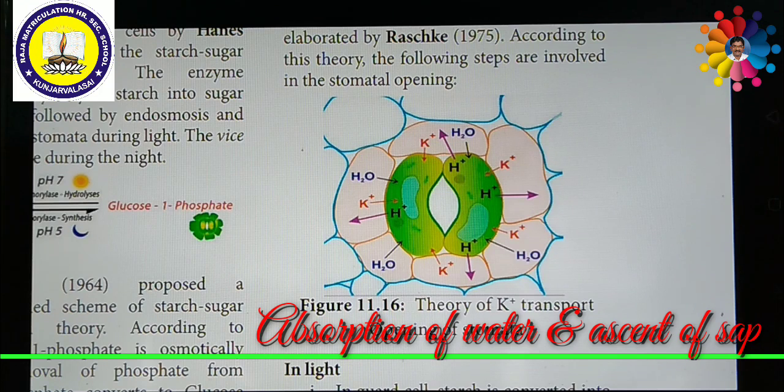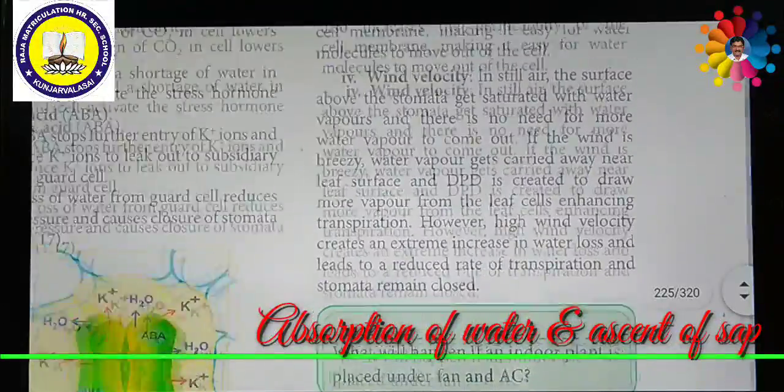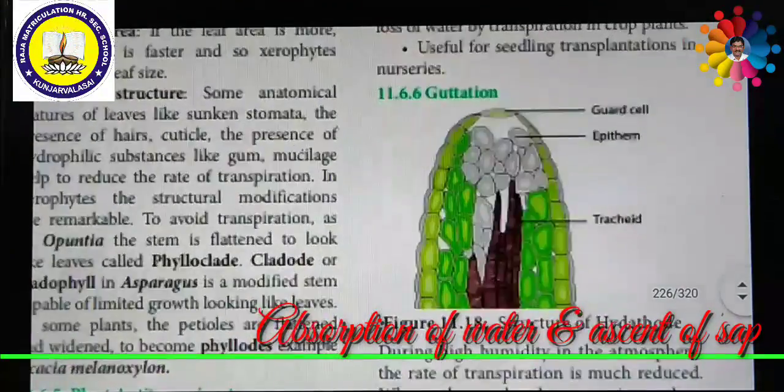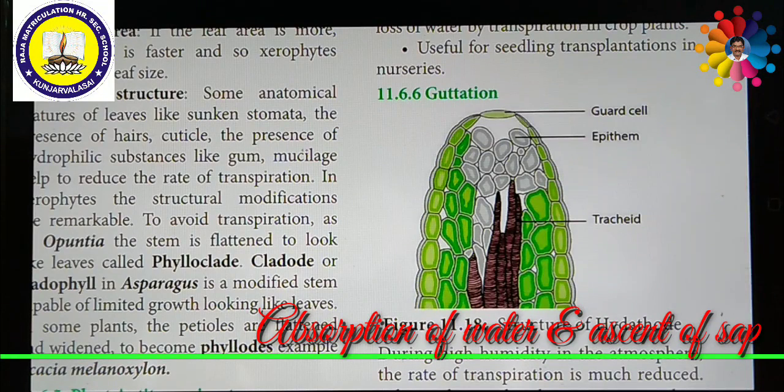Now we are going to talk about guttation. What is guttation? Look at the picture. We can understand that. Actually, we know about stomata. It is a stomata-like structure present in the leaf which is making guttation, especially in hydrophytes. During high humidity in the atmosphere, the rate of transpiration is much reduced. When the plant absorbs water in such a condition, root pressure is developed due to excess water within the plant cell. Thus, excess water is exuded as a liquid from the edge of the leaves.